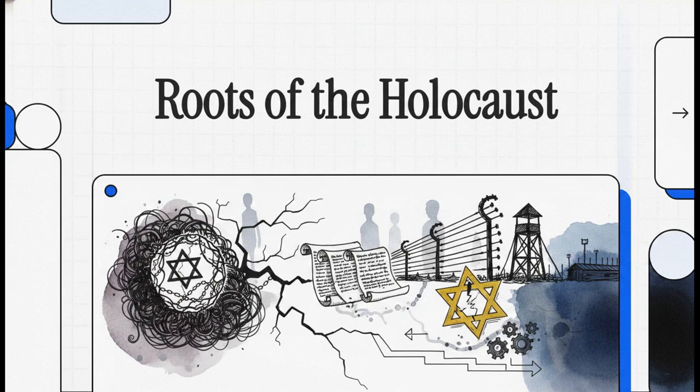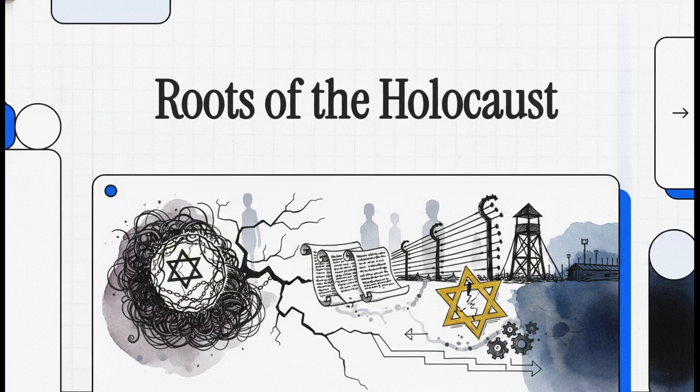Welcome to today's Explainer. Look, today we're diving into what is undoubtedly one of the darkest, most devastating chapters in all of human history, the historical roots of anti-Semitism and the Holocaust. And yeah, it's a really heavy topic. But understanding the exact step-by-step mechanisms of how this actually happened, that is absolutely crucial for all of us right now.